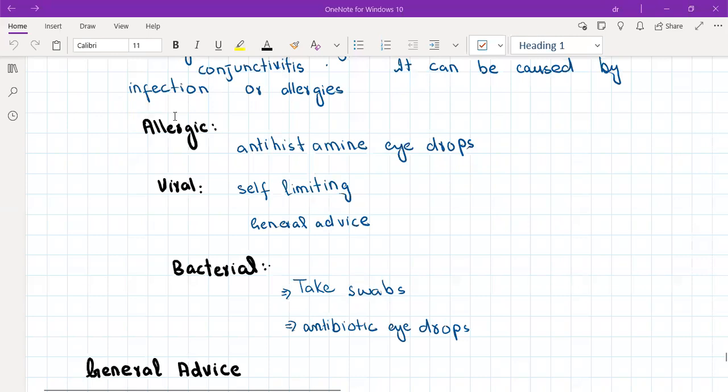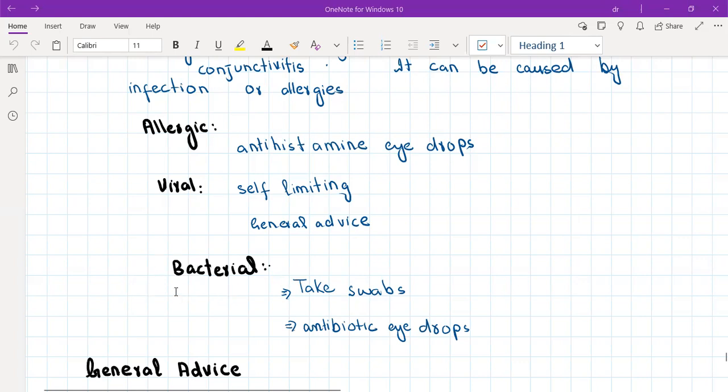So if this is allergic conjunctivitis, if it is because of allergies, then the patient will have seasonal history. They will tell you that they get these symptoms every season, every summer or every spring. They might be allergic to pollen, or they can say, I get this when I am exposed to dust. So in these patients, we will give them antihistamine eye drops, which is basically the treatment of allergic conjunctivitis, and we will tell them to avoid triggers. For viral, we will just give them general advice. I will discuss general advice in a minute, because viral conjunctivitis is basically self-limiting and occurs with common cold.